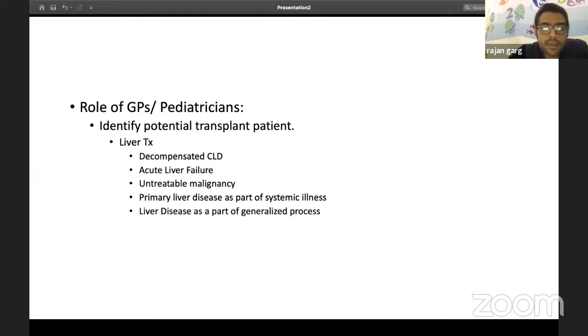And then they can get the basic ultrasound abdomen and Doppler, then ask for a basic hemogram, INR and liver function test. That will tell the clinician whether the patient is going towards decompensated CLD or not. Then there is a second category of patients, which is acute liver failure. This happens mostly because of any kind of hepatitis viruses.